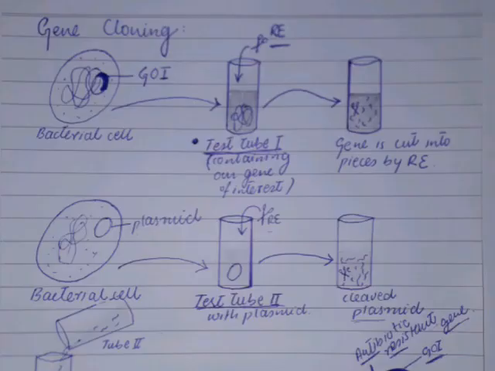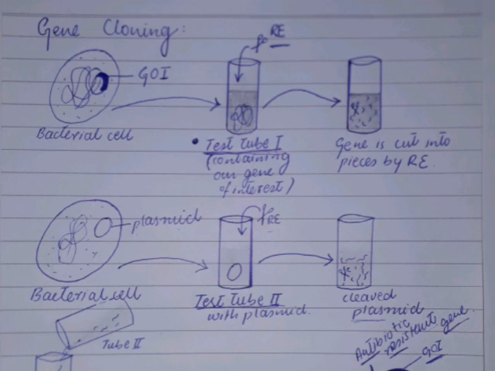Now let us look at this diagram to have a better idea about how gene cloning actually works. We have a bacterial cell that contains our gene of interest, and this gene of interest is represented by the highlighted area. We extract this DNA from the bacterial cell and put it into the test tube. Let us say that this is our test tube number 1. We add a specific restriction enzyme into the test tube so that it can cut the gene into smaller pieces. This restriction enzyme will produce smaller segments of gene with specific sequences.